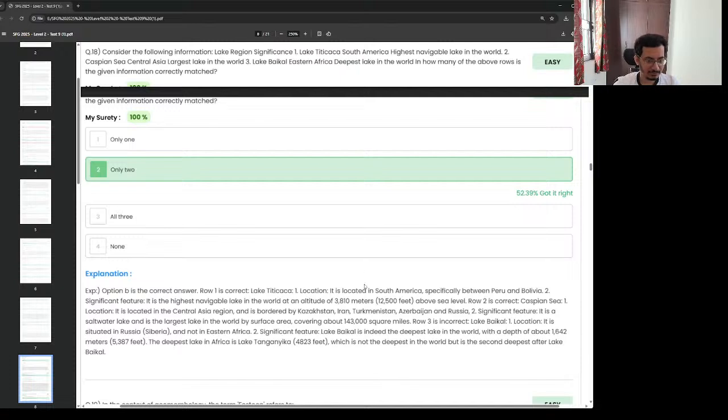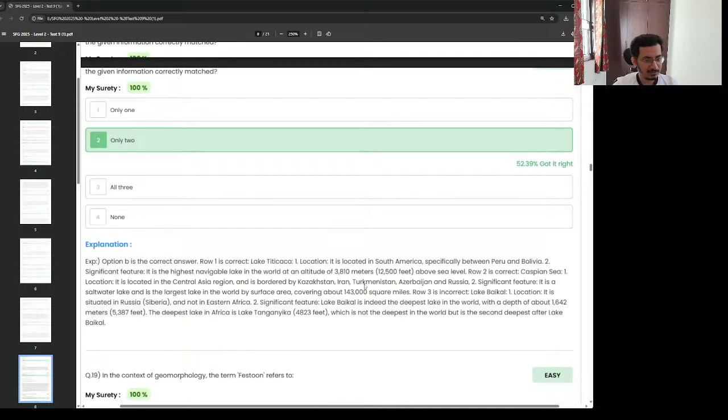Wants to check it out. And yeah, deepest lake in the world. It's also the largest lake by volume, in case it's asked. And the deepest lake overall is Lake Tanganyika.